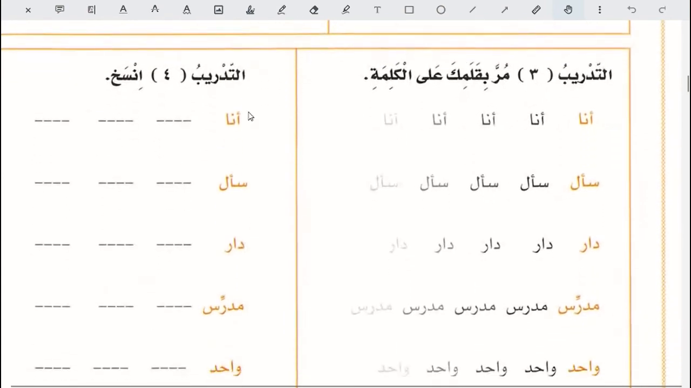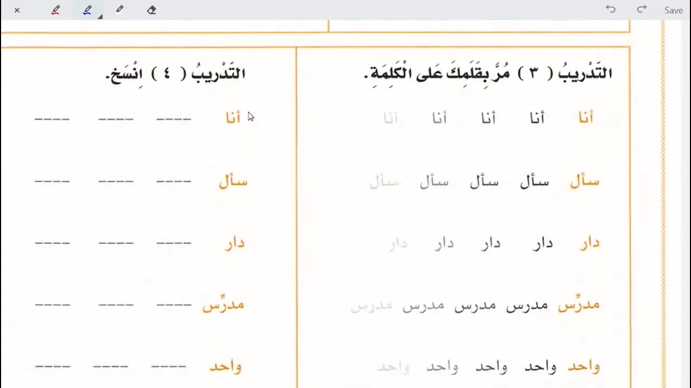So same thing in this word ana, it will touch the line, but it will not go below the line. Seen and Hamza will touch the line, but they will not go below the line. But Lam, half of it, the bottom part of it, will be below the line like this. Dar, Dal and Alif will touch the line, but they will not go below the line.